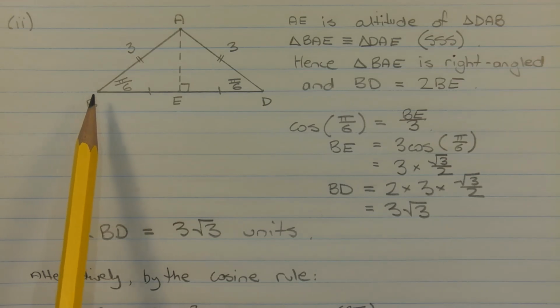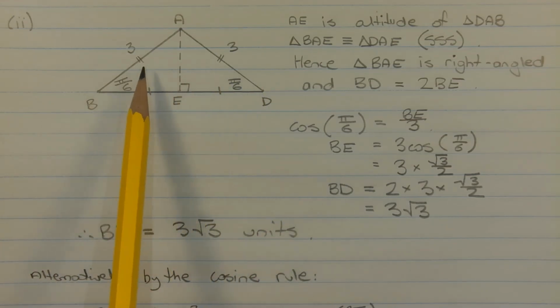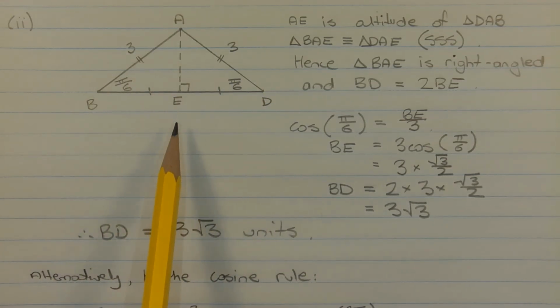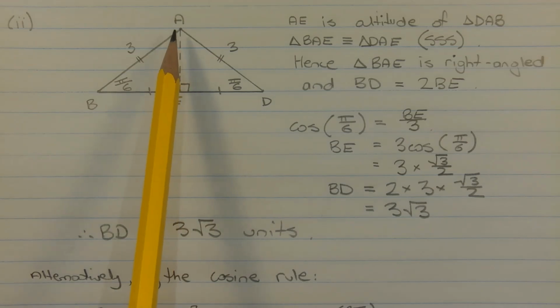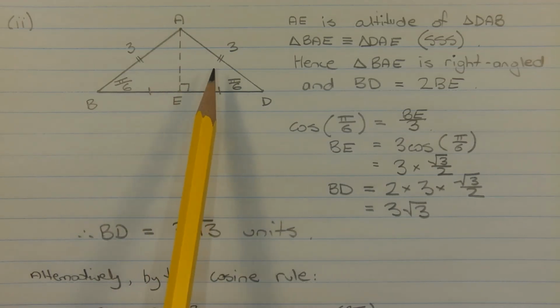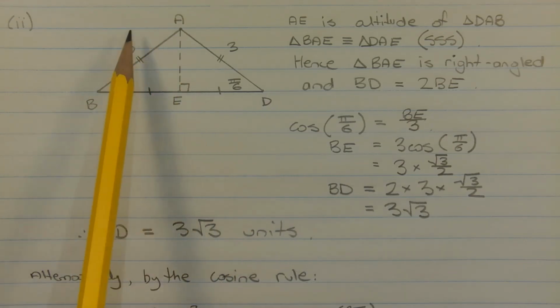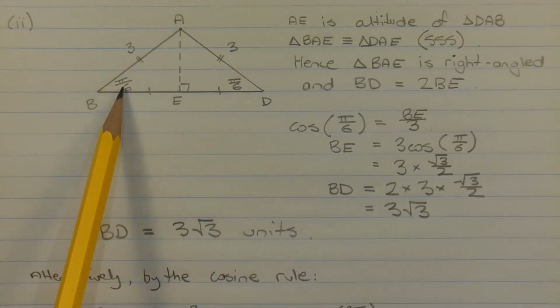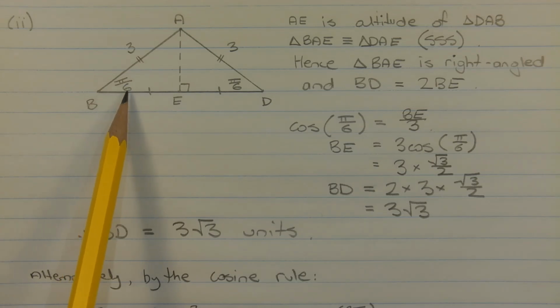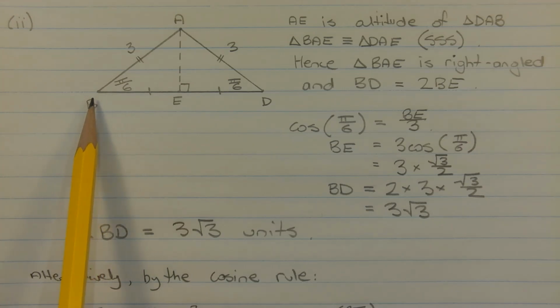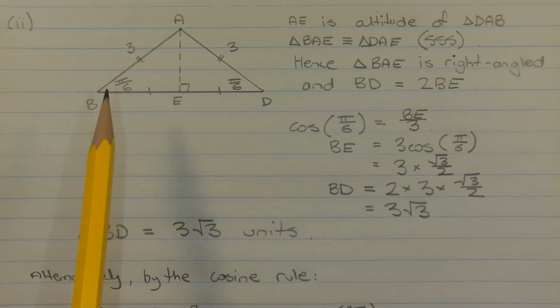Now the question is asking for the length of BD, so if we divide the isosceles triangle by drawing an altitude, so this is altitude AE, dividing it into two congruent right-angled triangles, that means BE equals ED, and if we consider just one of the right-angled triangles, noting that the base angle of the isosceles triangle is π/6, and then using regular right-angled trigonometry, so SOHCAHTOA, we can find the length of, say, BE or ED, and then double it to find the length of BD.